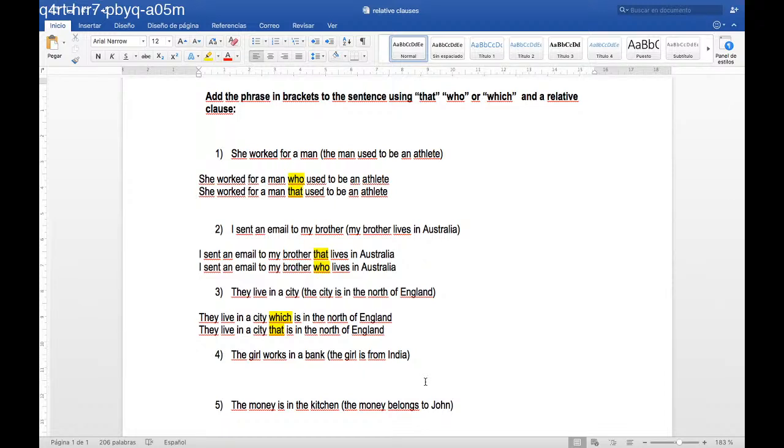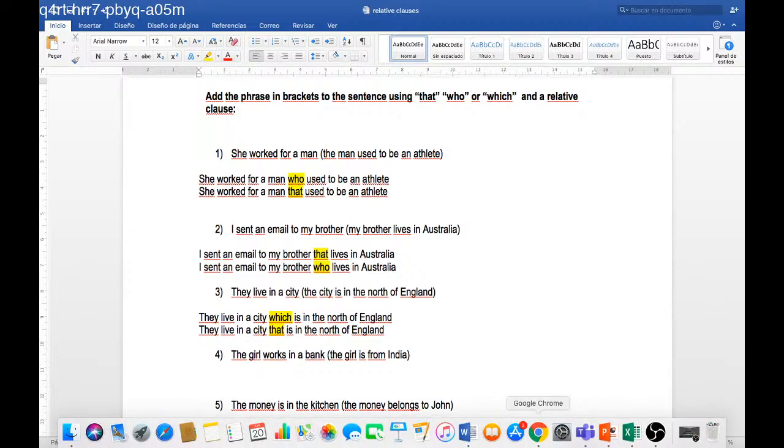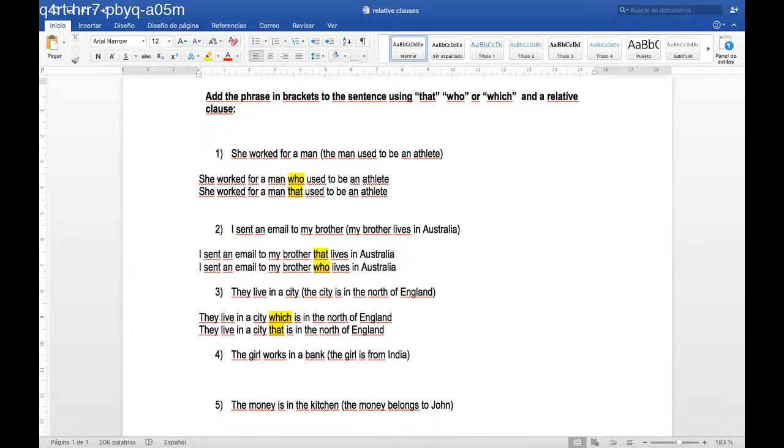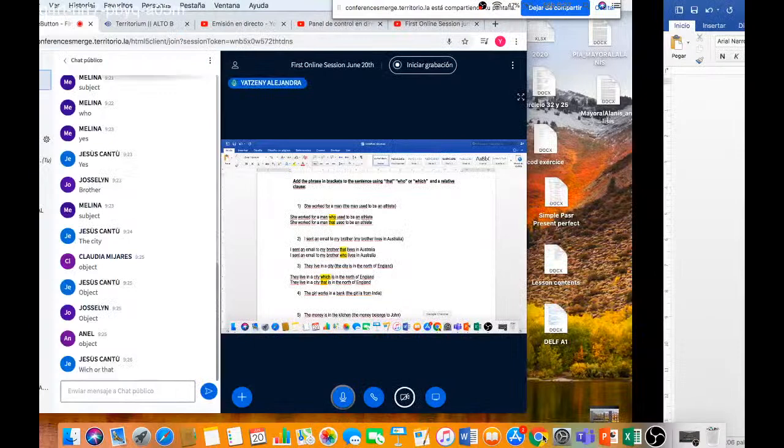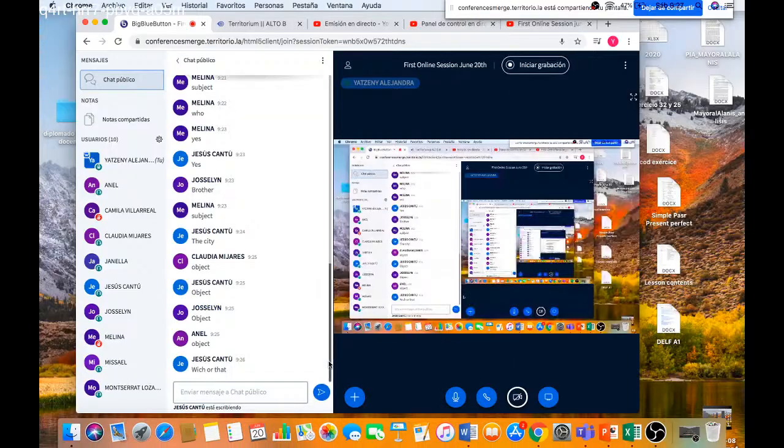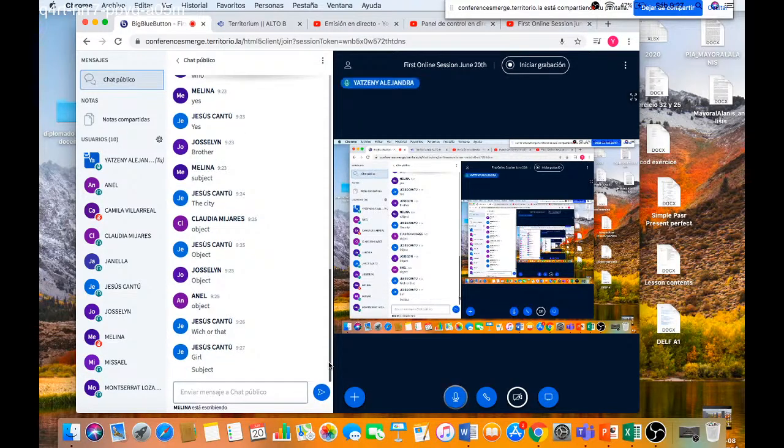The number 4 says the girl works in a bank and the girl is from India. So how do you think it's going to be, or which is the element that I am trying to avoid repeating? Girl. Perfect. In the case of girl, is it a subject or object? Subject. Perfect. So I can use, as we said, who or that, right?